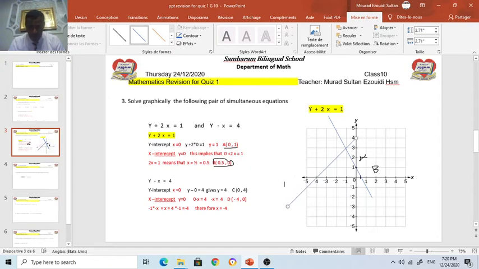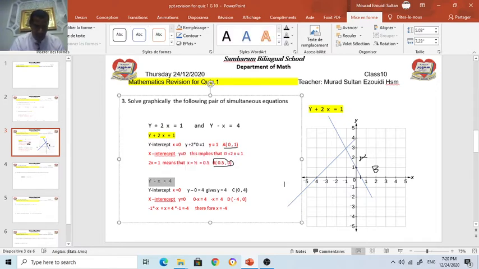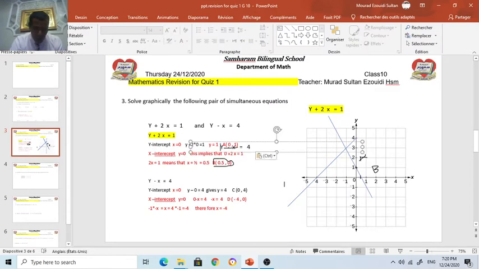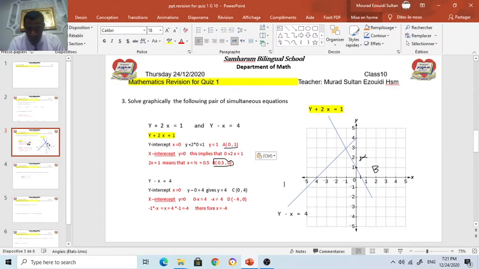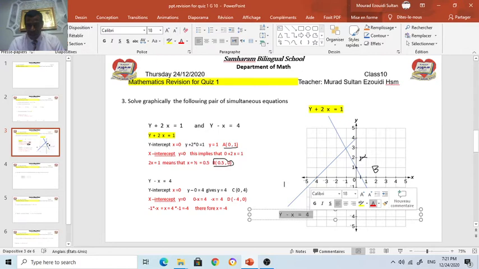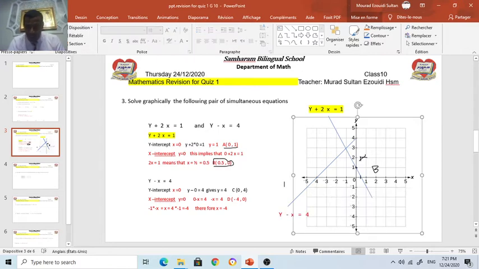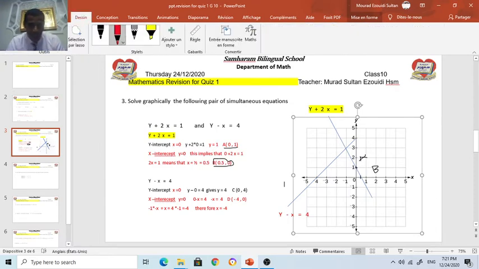Then I will label the second one. I will write it here. I will make a copy, then paste with Control V. I will put it here. Now I will label this as Y. I will make it, for example, red or something like that. You can see now the intersection here. You see this one? This is the intersection.